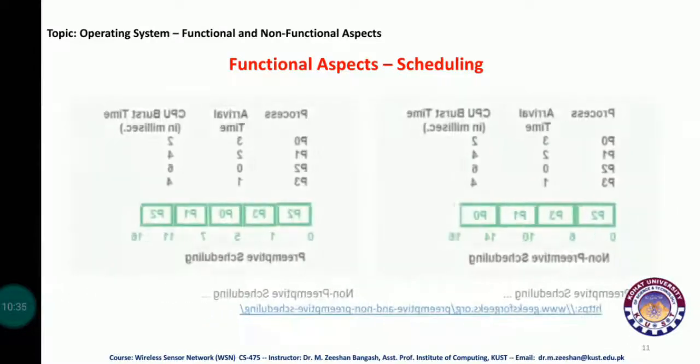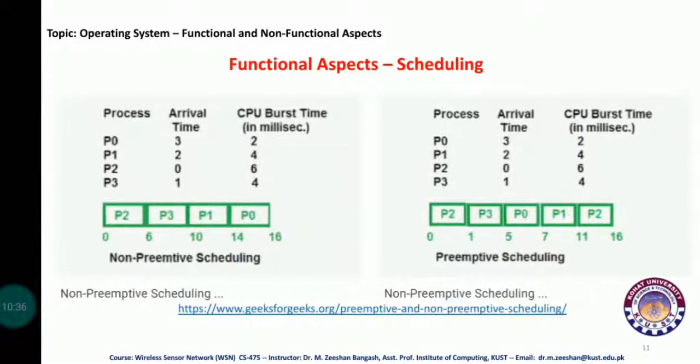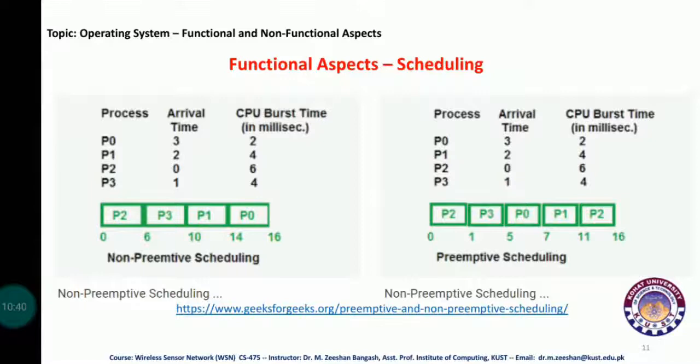Now, just look at the two types of scheduling. In non-preemptive scheduling, look at process P2. Once P2 starts executing, it will complete its CPU burst time, which is 6 milliseconds, and after it completes, task P3 will be executed, and thereafter P1 and P0.